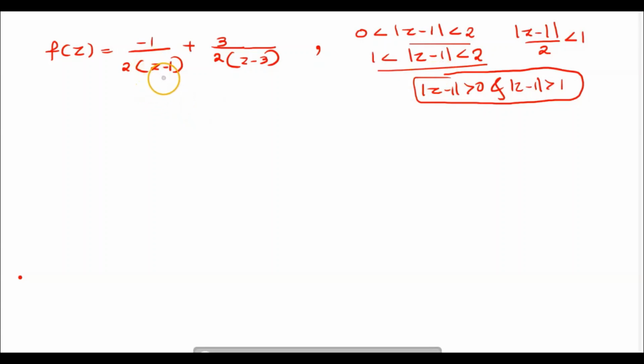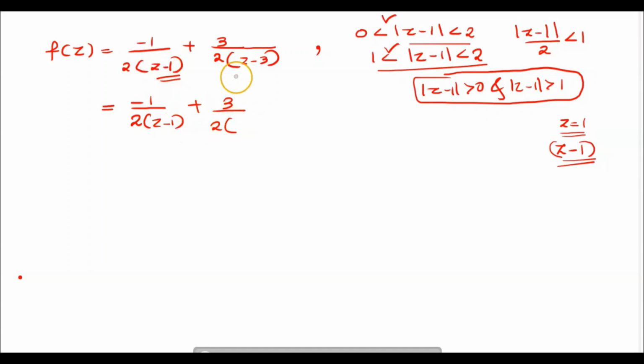Since we have z minus 1 here, we are ready to expand the function about z is equal to 1. Z is equal to 1 is our center. So the Laurent's series expansion always contains the term z minus 1. And mod z minus 1 is always greater than 0 and greater than 1. These both are valid. Now this is minus 1 by 2 into (z minus 1). There is no change needed here. This is 3 by 2 (z minus 3). We want z minus 1 here, so z minus 1 minus 2, so that this is z minus 3.